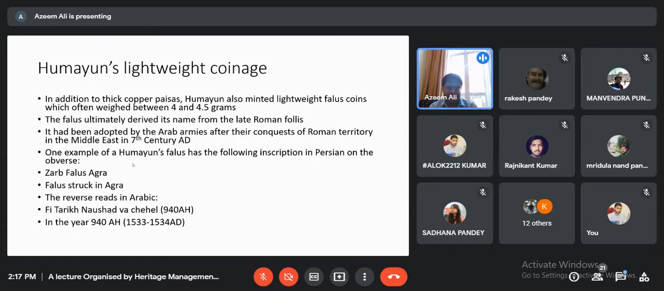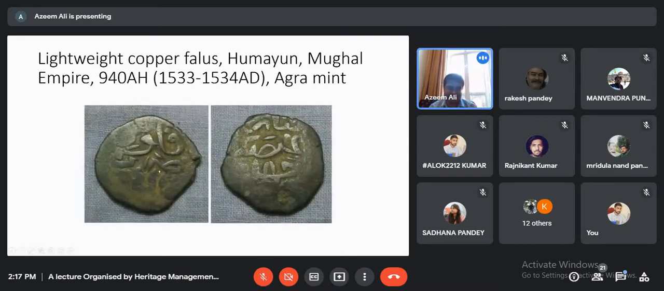And the reverse reads in Arabic Fi Tarikh Nohsad va Chahel, which means in the year 940 Hijri, which is about 1533 to 1534 AD. And here is one of the lightweight copper fals struck in Agra, in Uttar Pradesh, in 940 Hijri.